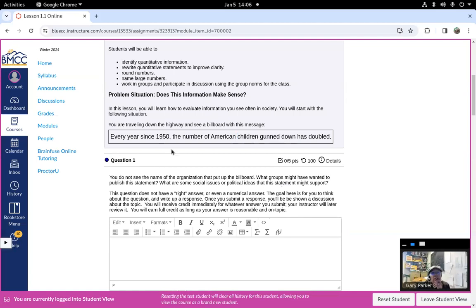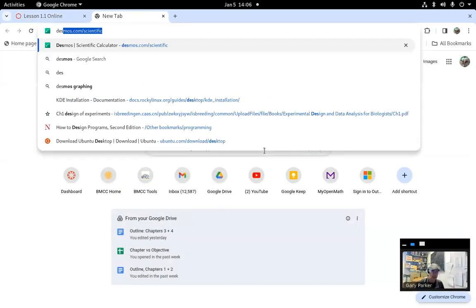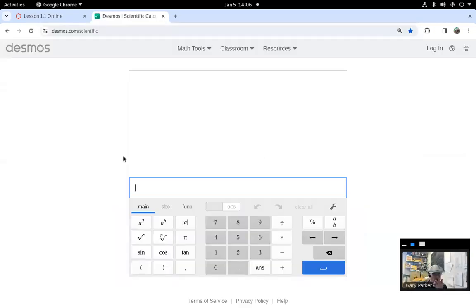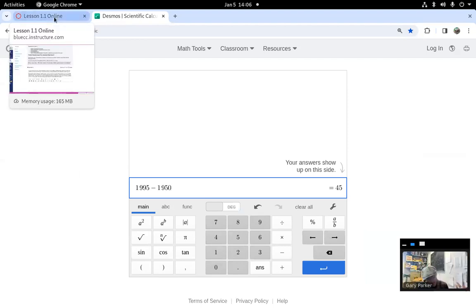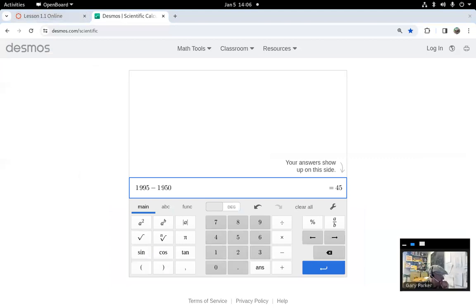Ever since 1950, the number of American children gunned down has doubled. We're reading this in 1995. 45 years later, might be a good time to get out a calculator. My favorite calculator is Desmos Scientific. There's also a Desmos graphing calculator. I recommend the Scientific. It's a nice one. So again, we take 1995 minus 1950, right? 45-year difference, just confirming what I did in my head. Since this is a math class, we should be writing stuff down. So I've got a notebook over here.